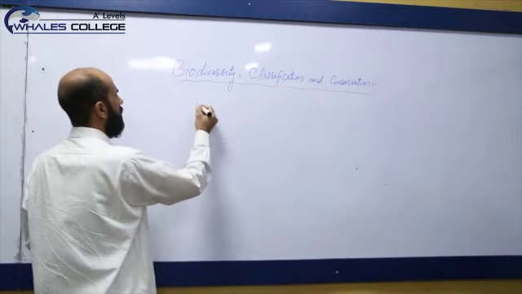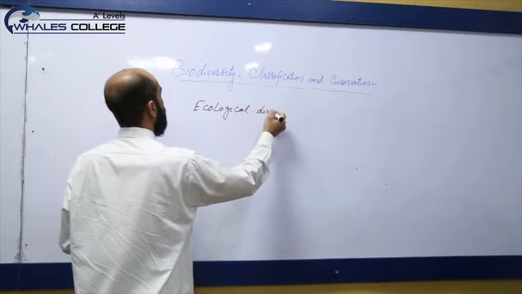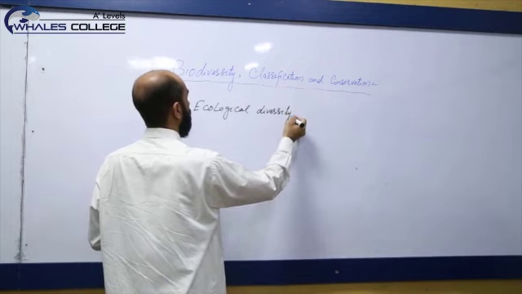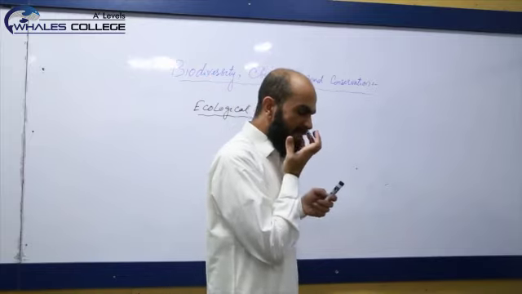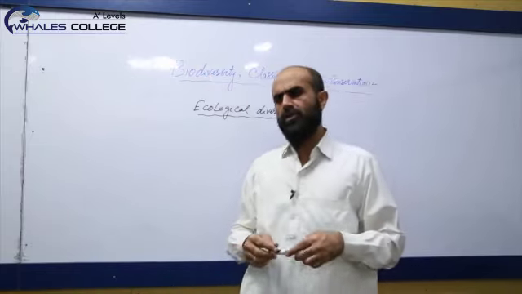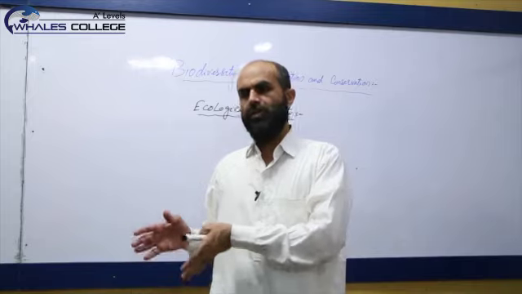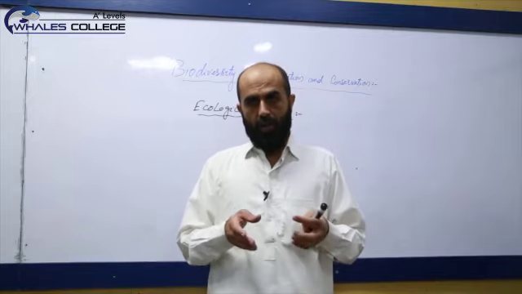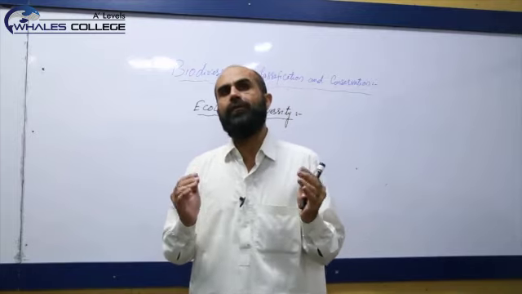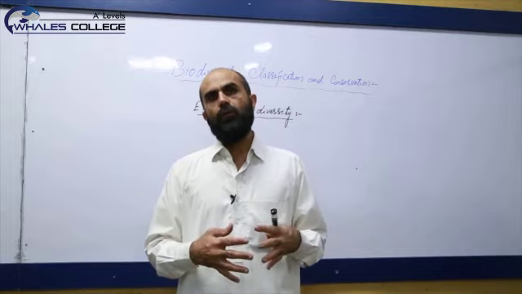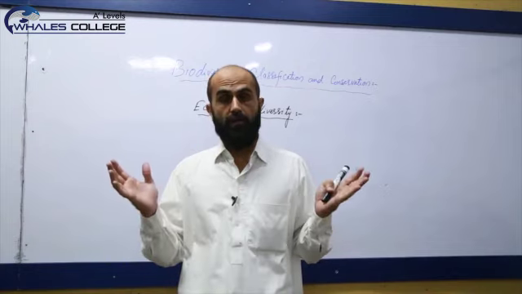The third level is ecological diversity. Now, what is meant by ecological diversity? Ecological diversity not only focuses on the existence of species and their genes, but also the way of interacting with their environment. There should be different ways, different methods, different techniques for the organisms to interact with one another, as well as with their surrounding, non-living environment.